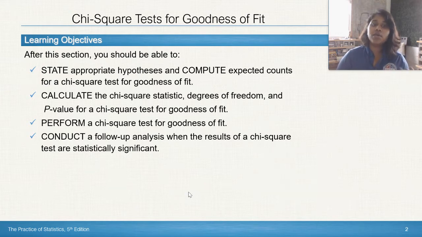We're going to perform a chi-square test for goodness of fit and conduct a follow-up analysis when the results of chi-square tests are statistically significant. Those last two are more hand-in-hand in the part two video, just so you know.